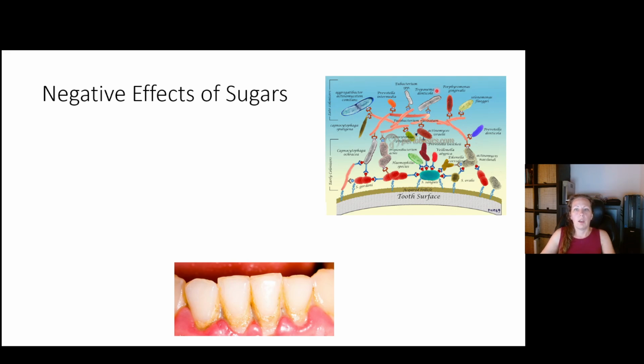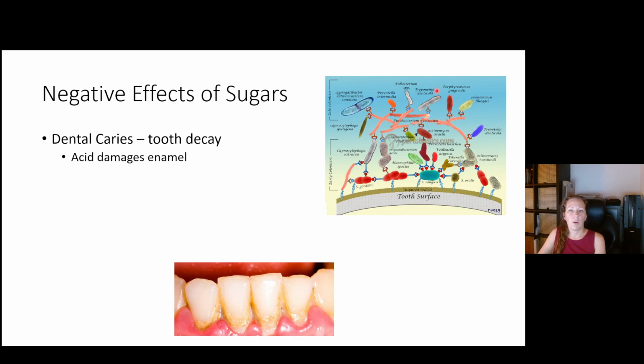Okay, so other negative effects of sugars: tooth decay, dental caries. I've already talked before about how acid damages enamel. That acid can be sourced from food or from bacteria. And how bacteria produces acid is, first, they like sugar, and it can be any sugar. It can be sucrose, it can be fructose, glucose, but it also can be starchy things.